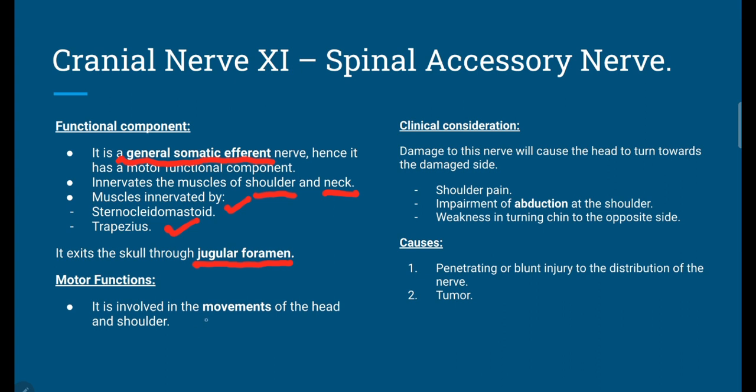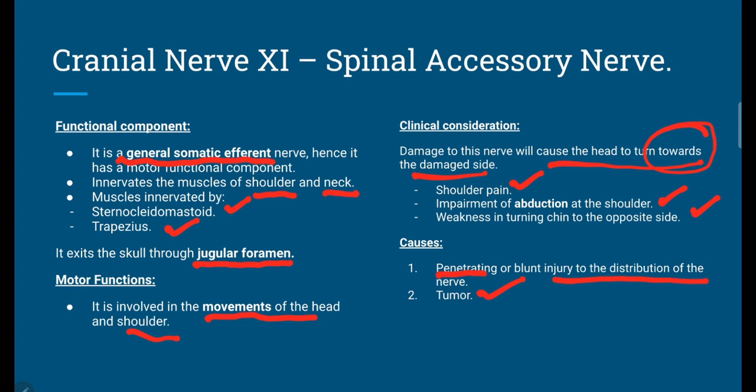The motor function is involved in the movement of the head and shoulders. For clinical consideration, damage to this nerve will cause the head to turn towards, and this is important, towards the damaged side, and will also cause shoulder pain. You will also see impairment of abduction at the shoulder, and a weakness in turning the chin to the opposite side. The most common cause is again tumor. Then we have penetrating or blunt injury to the distribution of the nerve.